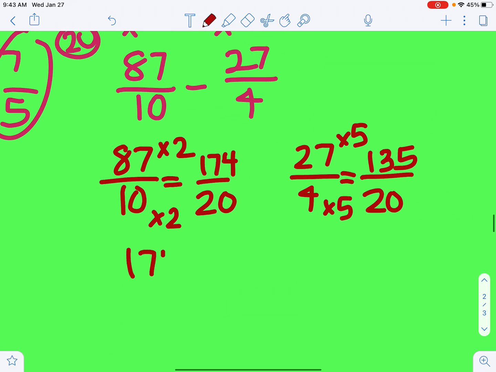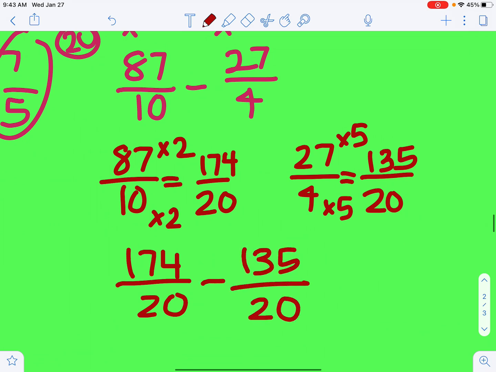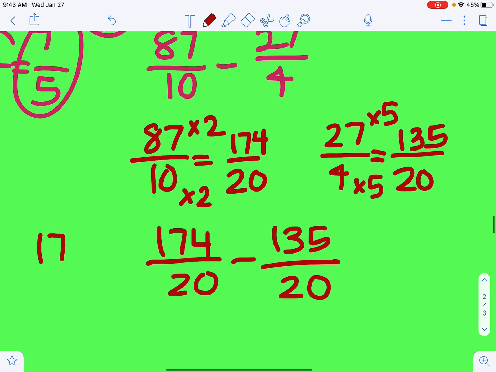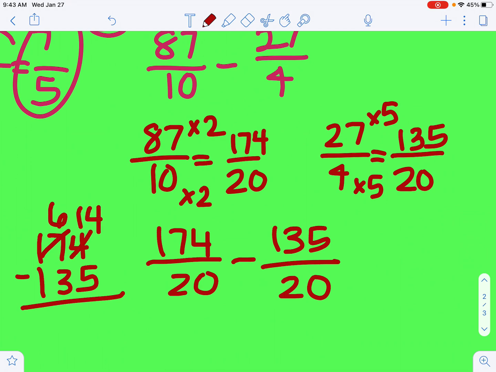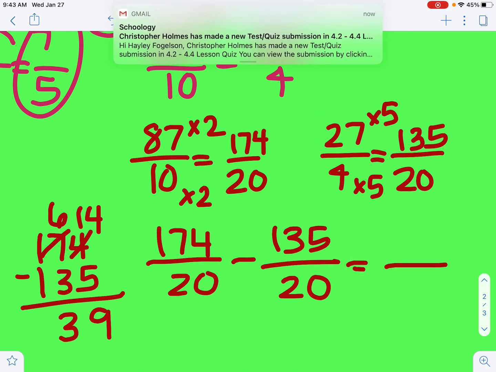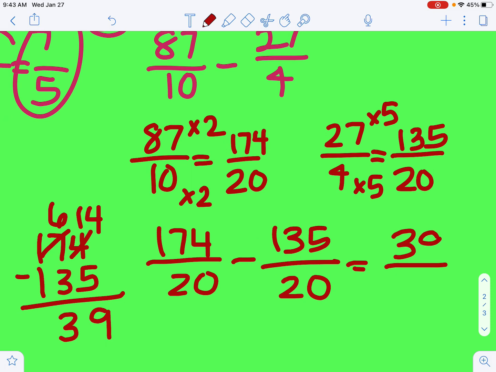Alright, so now let's rewrite our problem. We're taking 174 over 20 minus 135 over 20. Okay, so let's go ahead and subtract those two numbers. I can't do 4 minus 5, so I need to borrow. 14 minus 5 gives me 9. 6 minus 3 gives me 3. So 39 is my numerator, and my denominator stays a 20.